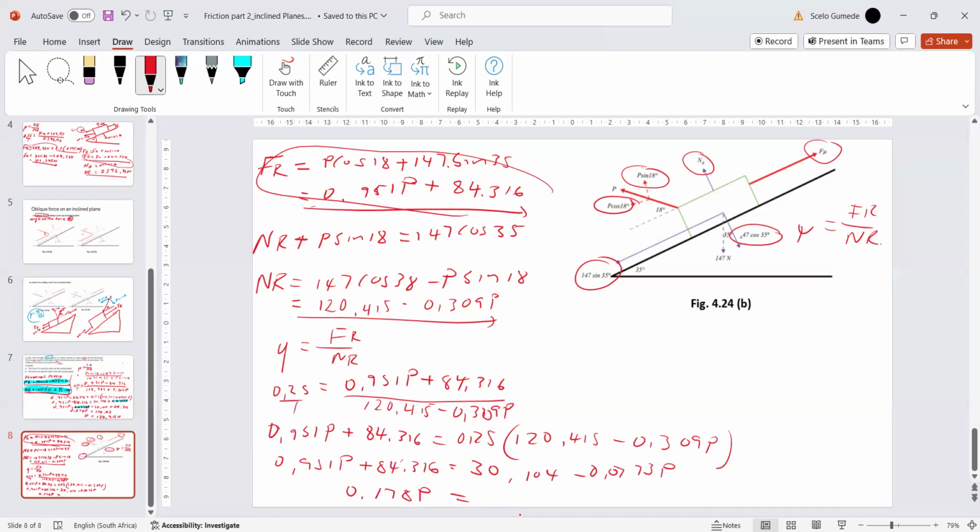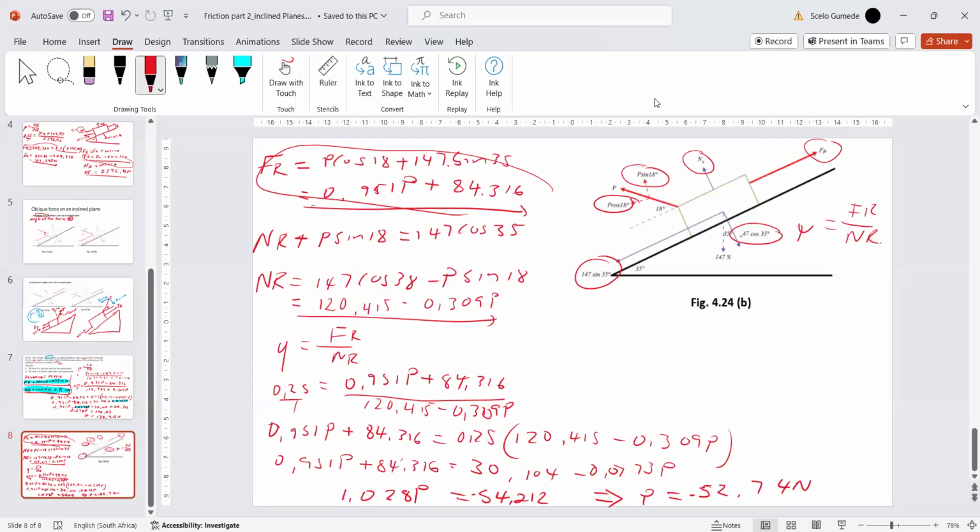Where did I make a mistake here? All right, it's actually 0.7. Okay, I need to recheck this one. Let me just pause the video a little bit, and then I'm going to recheck that one. I don't know what I did there. Oh, okay. I have redone the question.